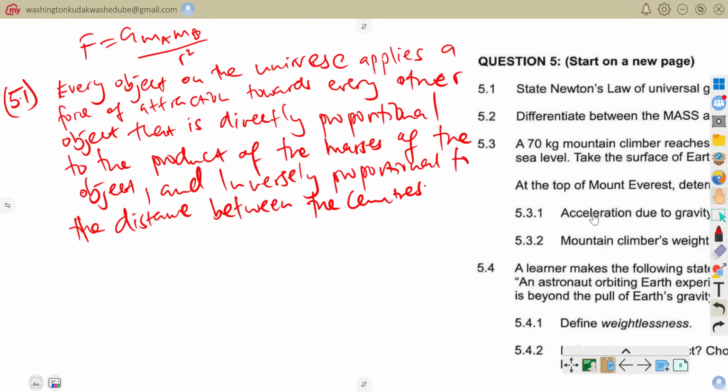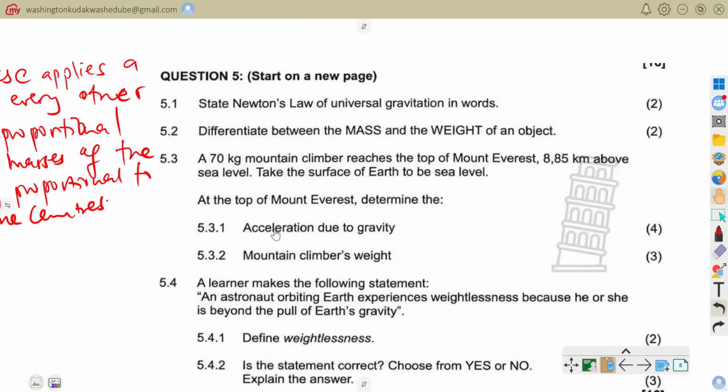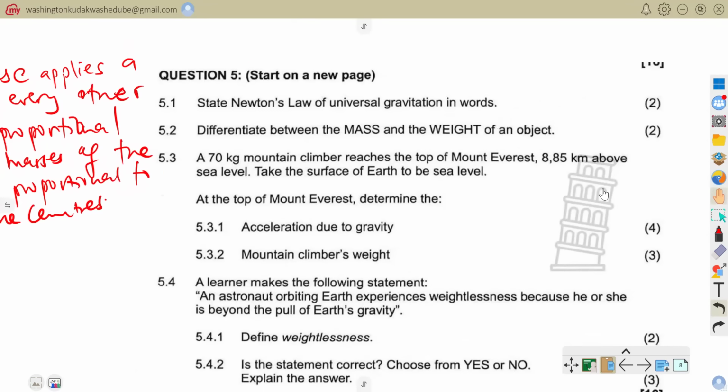Now let's hear what the other question is saying. Differentiate between mass and weight. So mass is the total amount of matter, whilst weight is the attraction of this total amount of matter towards the center of the earth. So weight is a force, and mass is the total amount of matter. Weight is a vector and mass is a scalar quantity.